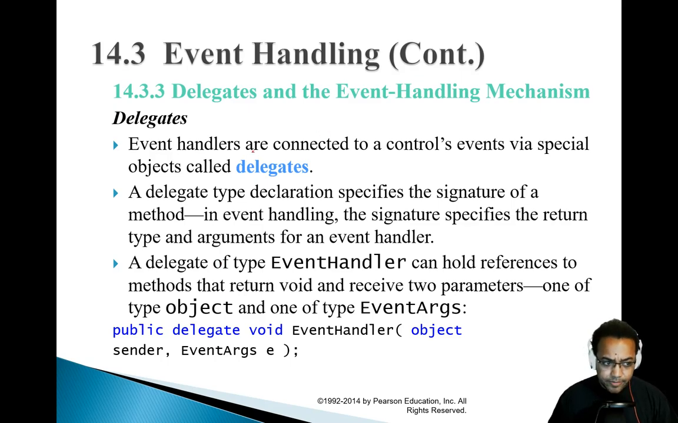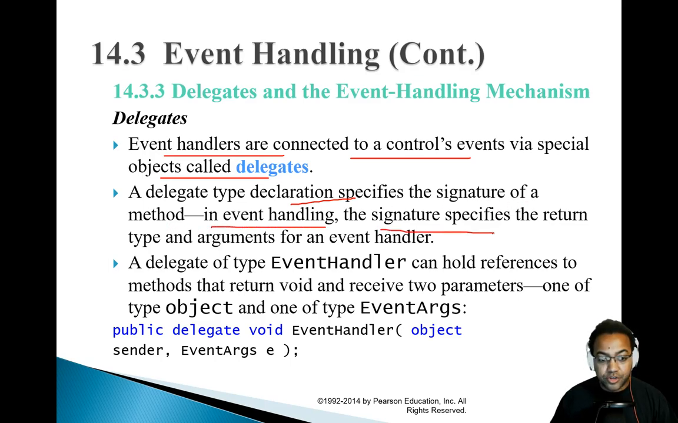So, delegates. Event handlers are connected to a control's events via special objects called delegates. A delegate type declaration specifies the signature of a method. In event handling, the signature specifies the return type and arguments for an event handler. A delegate of type EventHandler can hold references to methods that return void and receive two parameters, one of type object and one of type EventArgs.